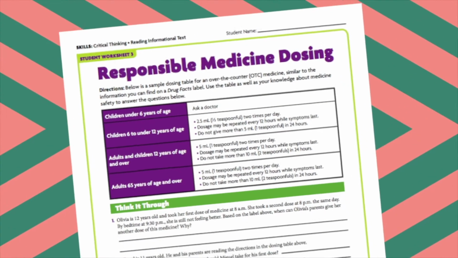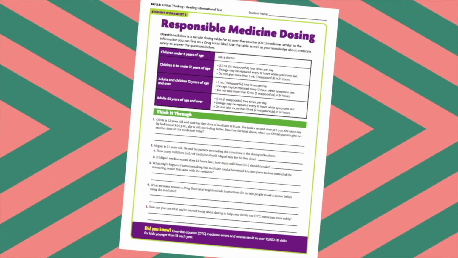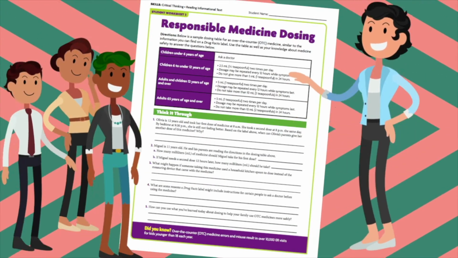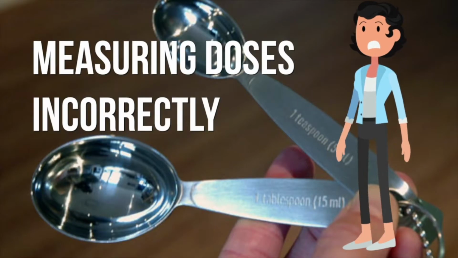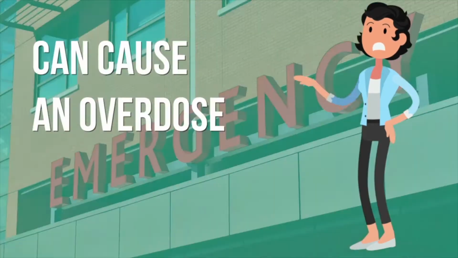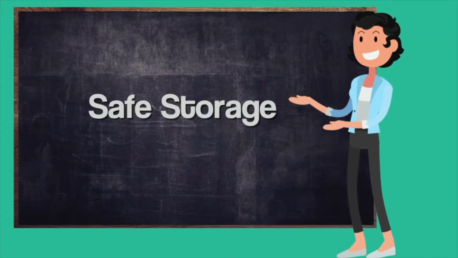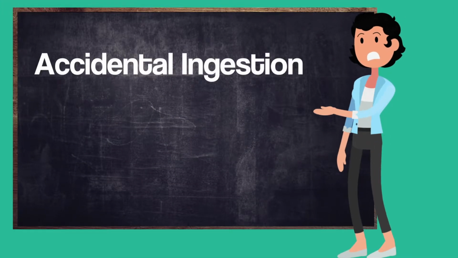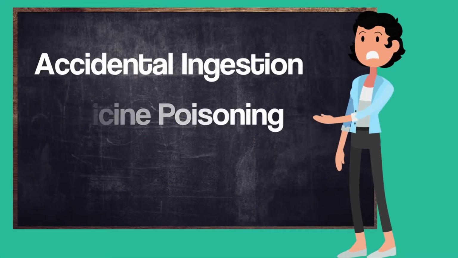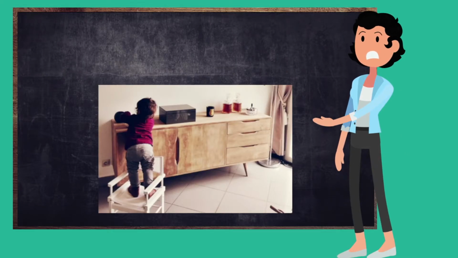After you've completed the discussion, hand out Student Worksheet 3. It can either be done individually or with you leading the class and working through each example. Talk about how measuring doses incorrectly, for example, measuring out tablespoons instead of teaspoons, can cause an overdose or an underdose. Connect this discussion with a brief introduction to safe storage, which, when ignored, may lead to accidental ingestion and medicine poisoning. Accidental ingestion is when someone, usually a child, gets into medicine by accident.